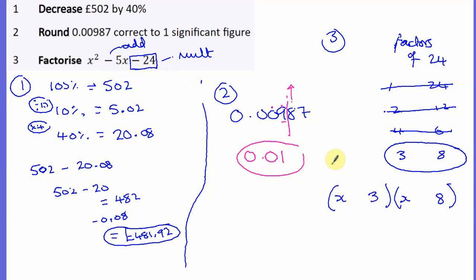Adding numbers together, the larger number must be negative if we're going to add them together and then they turn out to be negative. And we can check that by expanding. So we'd have x squared plus 3x minus 8x minus 24. This would come together to be minus 5x. So we know we are correct.